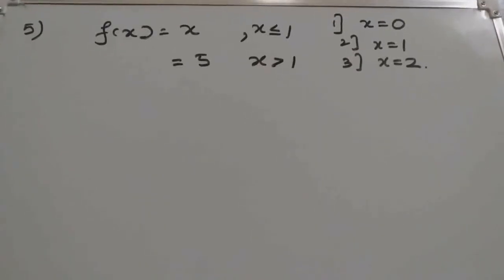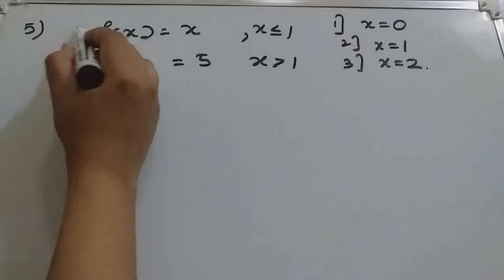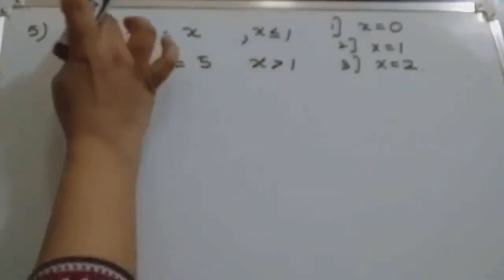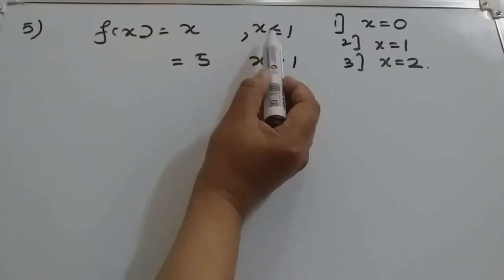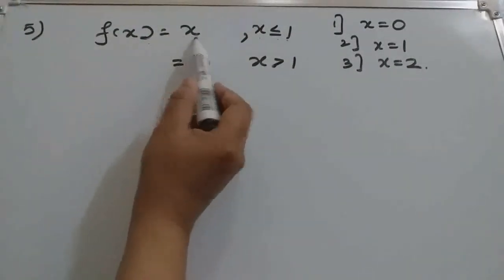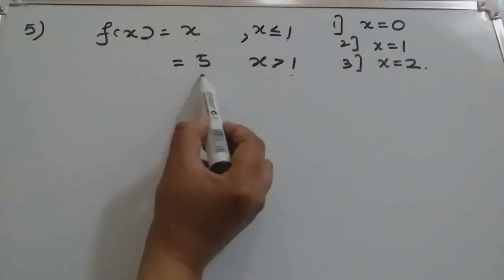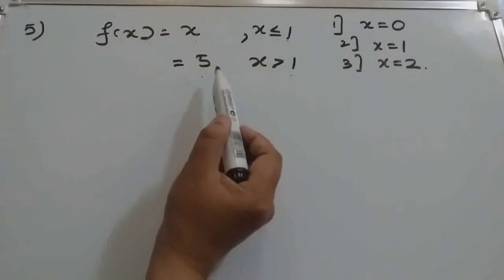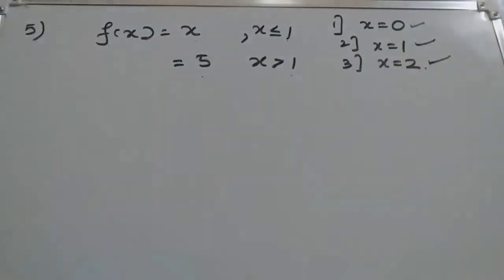Question: is the function f defined by this continuous? See how the function is defined here. For all the values of x which are equal to or less than 1, the function is x. For all the values of x which are greater than 1, the function value is 5. And we have to check whether the function is continuous at these 3 points or not.